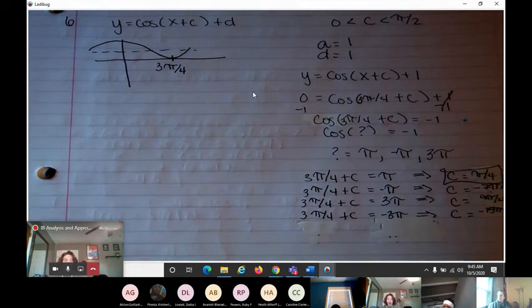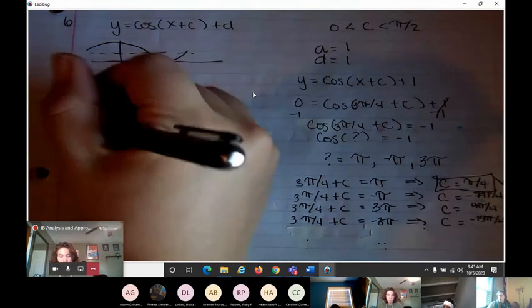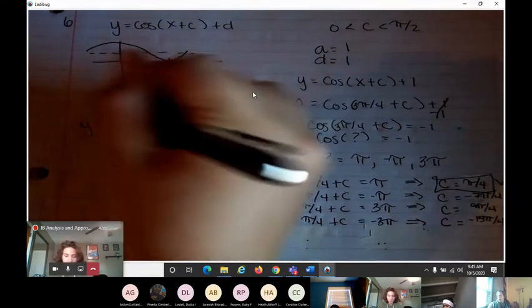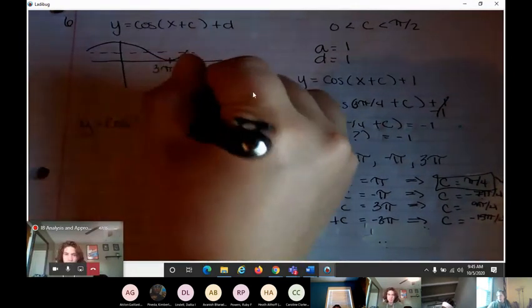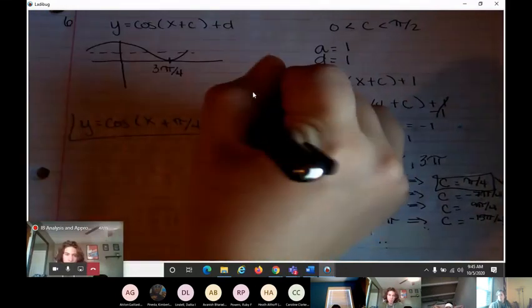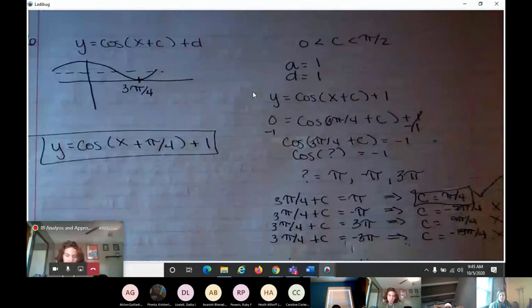So we will go through how to find K here, or wait, we don't have to find a K. I guess we're done. It just wanted us to fill in this problem. So y equals the cosine of x. Our C was pi over 4. And then plus 1 was our D value. Okay, any last questions before I let you guys go?